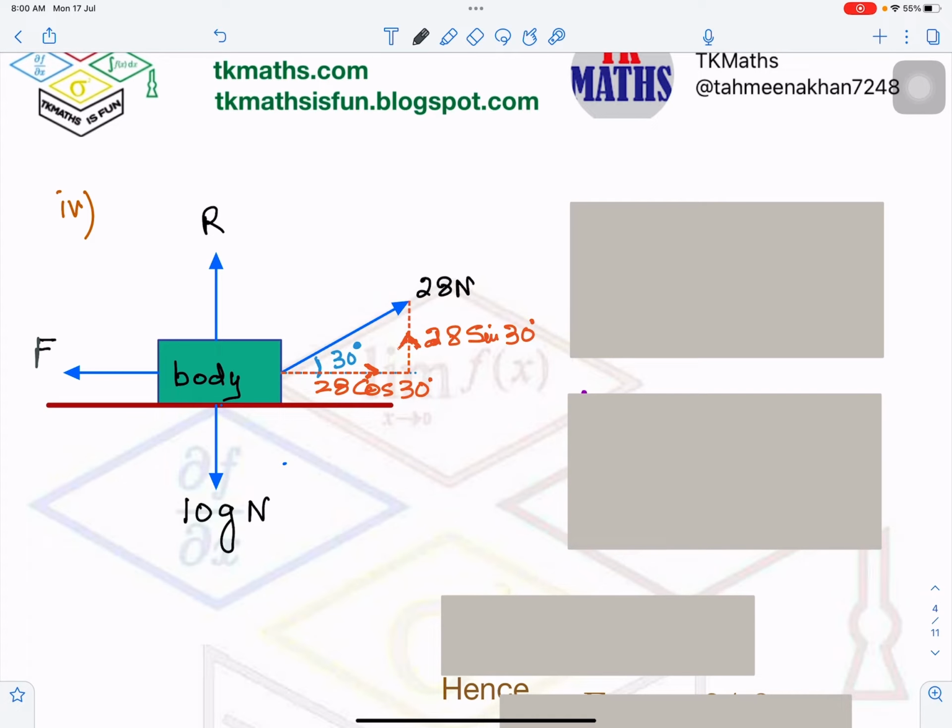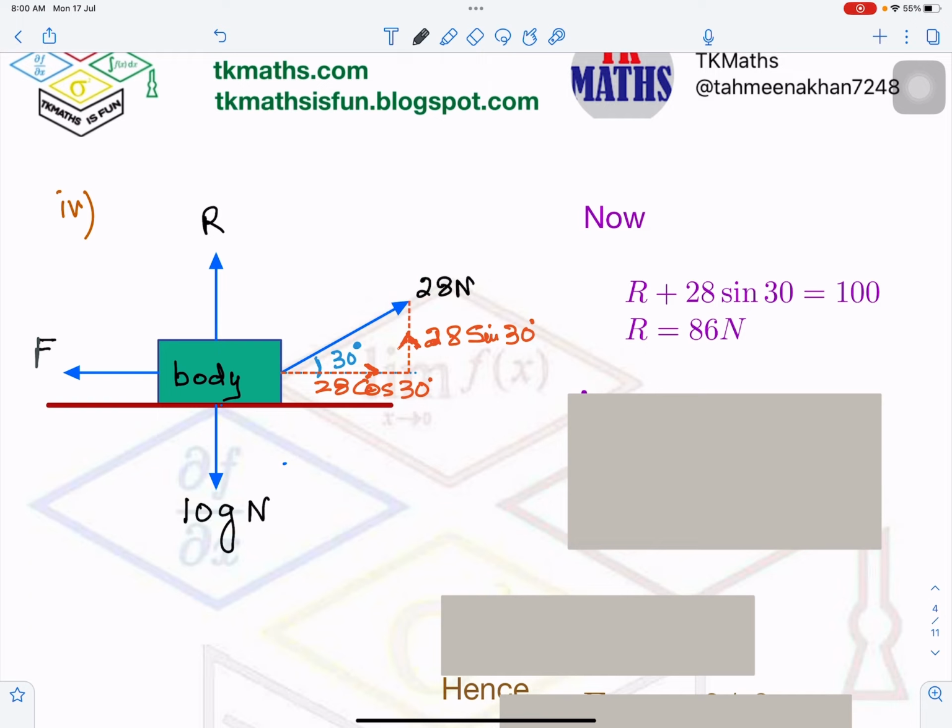What will happen in this case? The situation has changed, so I will calculate my maximum frictional force again. Mu is the same, which is the coefficient of friction 1/7. But what is changing here? R is changing here. Now we will calculate R again. I'm sure you know how to resolve the forces horizontally or vertically. Accordingly, I have calculated R, which is 86 Newton now, right?